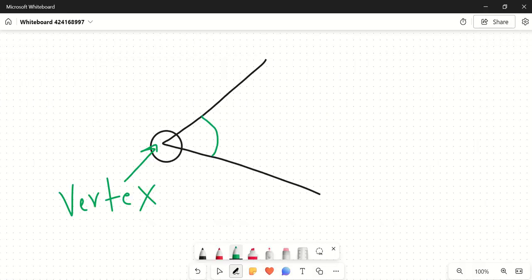Now we need to learn about types of angles. There are various types of angles. The first angle I'm going to teach you guys about is called a right angle. And I have to walk with the mic now, unfortunately, because I have to go to the TV.